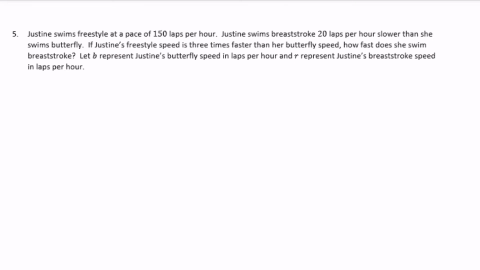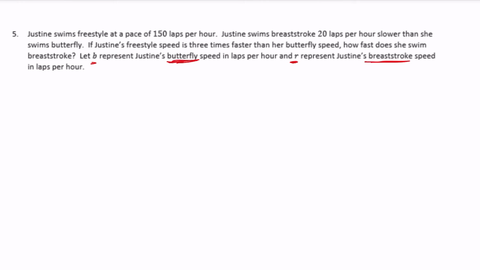Number 5. Justine swims freestyle at a pace of 150 laps per hour. Justine swims breaststroke 20 laps per hour slower than she swims butterfly. If Justine's freestyle speed is 3 times faster than her butterfly speed, how fast does she swim breaststroke? Let B represent Justine's butterfly speed in laps per hour, and R represent Justine's breaststroke speed in laps per hour. One important thing to note is it wants us to do B for butterfly, but R for breaststroke. They both start with B, but R is going to represent breaststroke, and B is going to represent butterfly. It would be easy to just think B represents both breaststroke and butterfly.